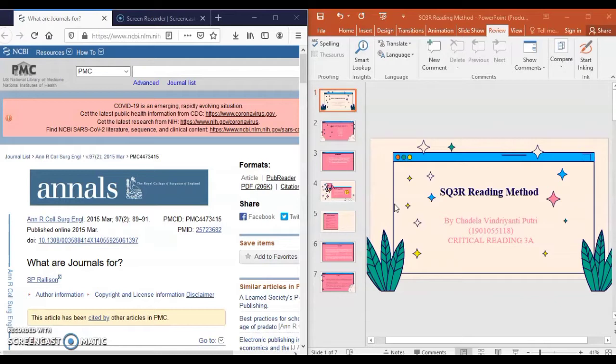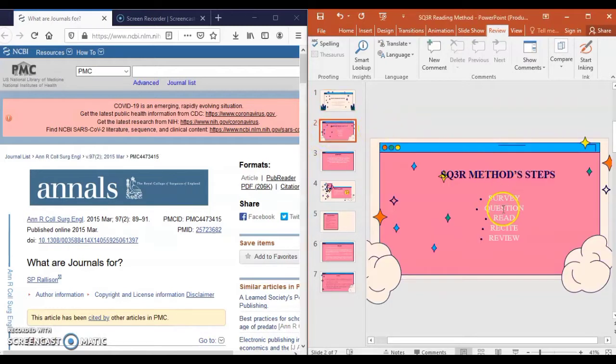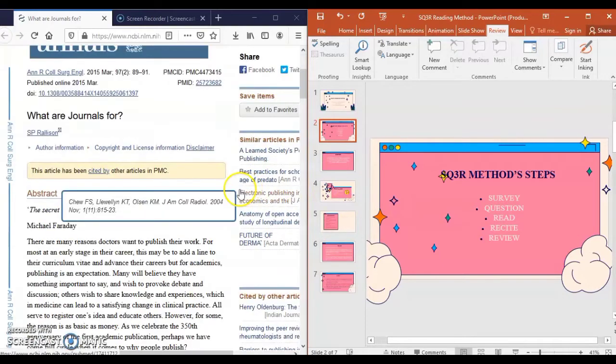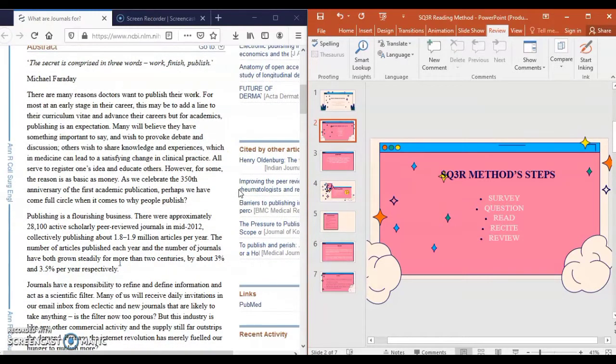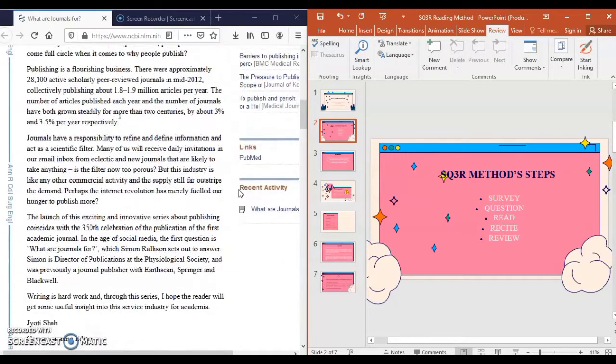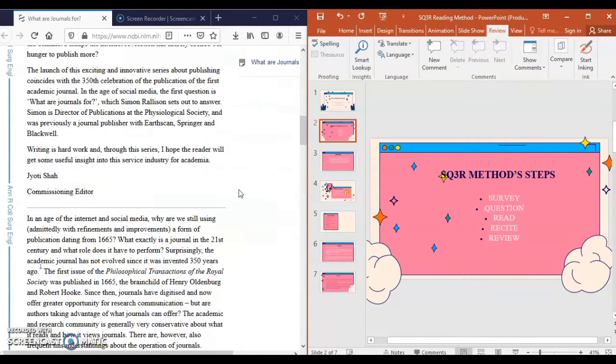Today, I'm going to show you how to apply the SQ3R method on a journal. SQ3R is a well-known reading strategy, and there are a few steps you might want to know: survey, question, read, recite, and review. For the first step, I will start to skim the journal by reading it carefully. And remember, there are no rules that say you have to read everything in order.